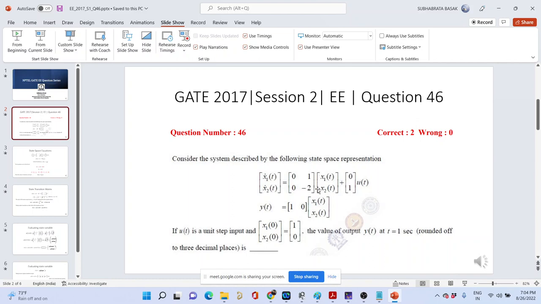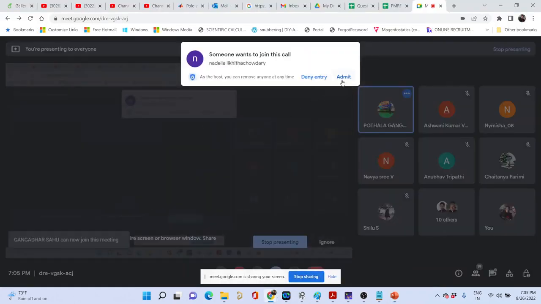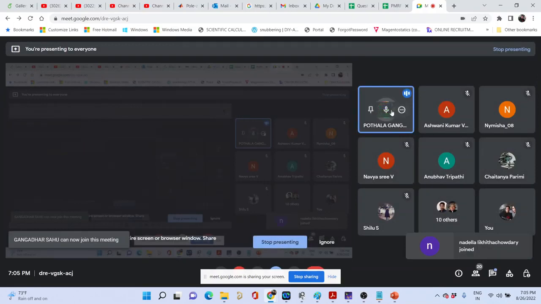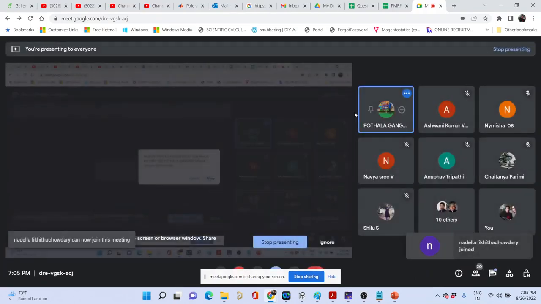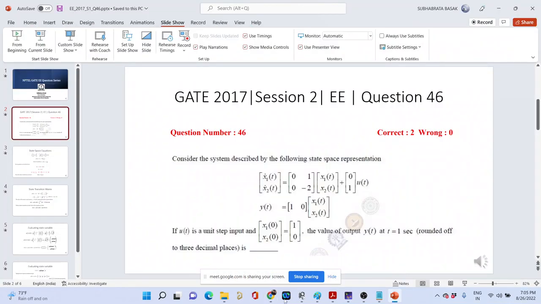Sir, can I explain, sir? The state space equation has been given to you, the output equation has been given to you, and the initial conditions are given to you. You are asked to find the output at t equal to 1 second. Yes, sir. Can you solve it, sir, the sum? Solve the sum. Solve it, sir.